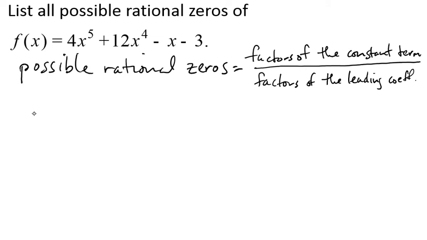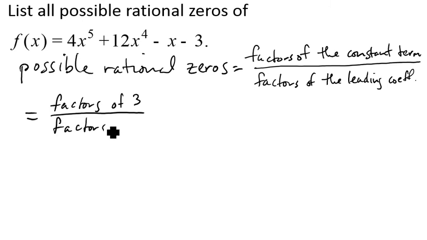So we want to generate a list made up of all possible factors of the constant term over factors of the leading coefficient. So our constant term here is 3. It's actually negative 3, but as far as the factors are concerned, there's no difference between 3 and negative 3. So we have factors of 3 over our leading coefficient is 4, so factors of 4 will be on the bottom. So we just want to list out all factors of 3. So the only factors of 3 really are 1 and 3.